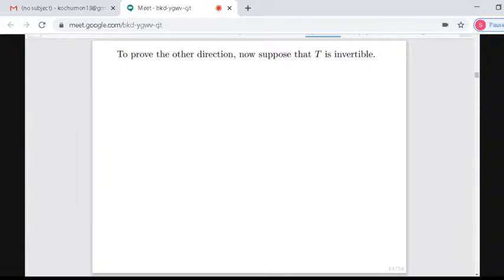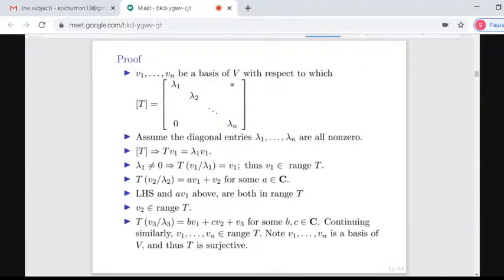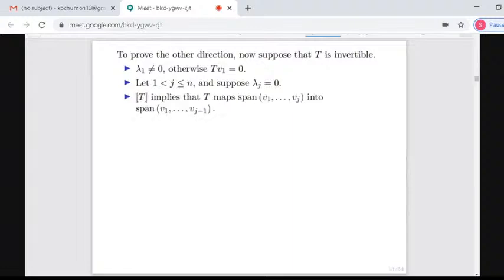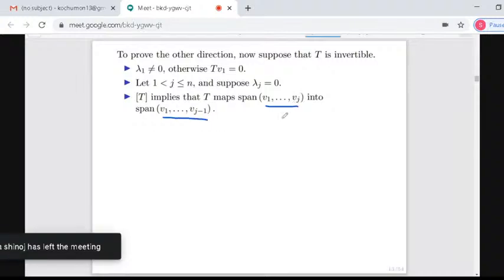Suppose that T is invertible. Just remember the matrix of T here. Assume that T is invertible. Then lambda 1 cannot be 0, because otherwise T of V1 is equal to 0. If you take any other lambda j, j greater than 1, and assume that lambda j is equal to 0, then the span of V1, V2, up to Vj is mapped into the span of V1, V2, up to Vj minus 1. Why? Because lambda j is 0 means what?